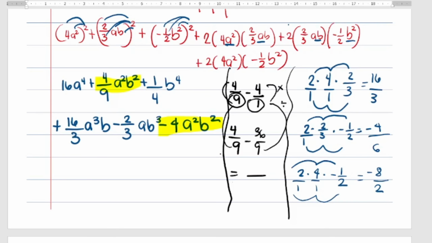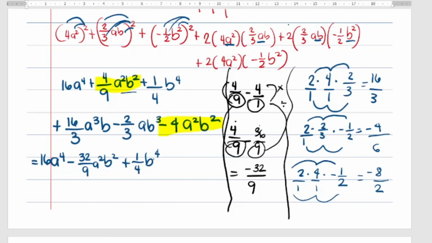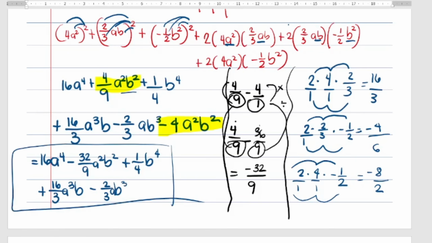If they are similar fractions, it's easier. We just copy the common denominator, then simplify the numerator. What is 4 minus 36? That's negative 32. So, the final answer would be 16 a raised to 4, then the a squared b squared becomes negative 32 over 9 a squared b squared. Then, just copy the rest. It can no longer be simplified. So, it's really very important to remember how fractions are solved.